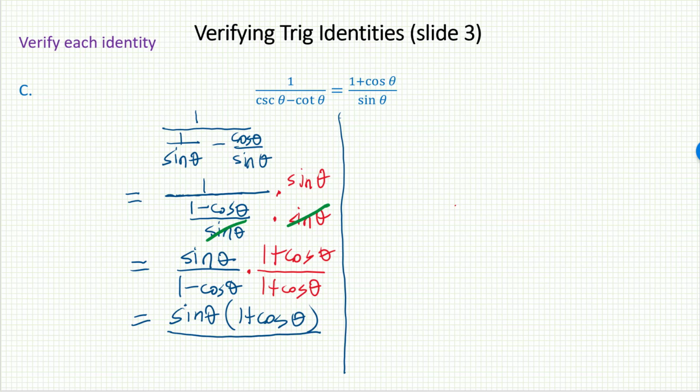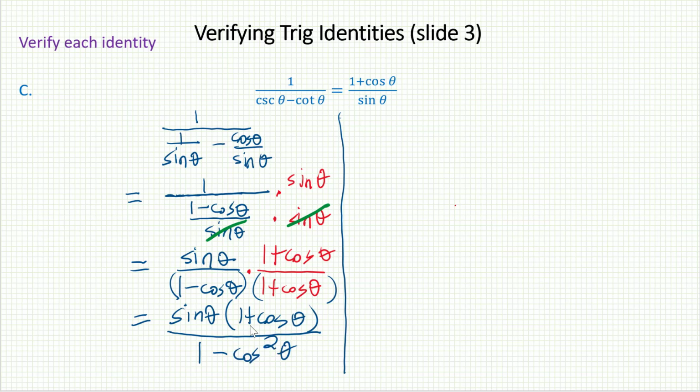It's the bottom I'm really interested in though, because do you see I have one of those a plus b, a minus b situations? Well, when you have a FOIL problem that's in that pattern, the middle terms always cancel out. You're going to get the 1 times 1, but the outer will be plus cosine theta, the inner will be minus cosine theta, so those go away, and then the last will just be cosine squared theta.